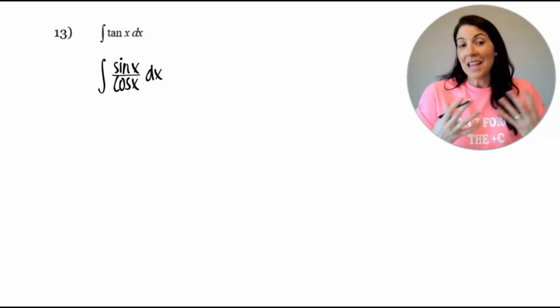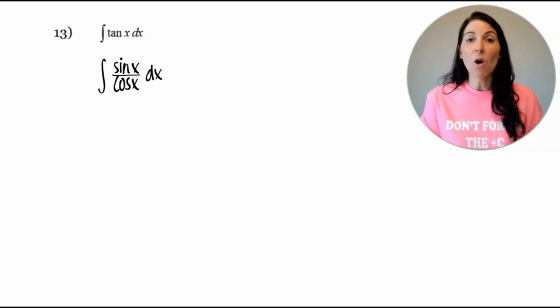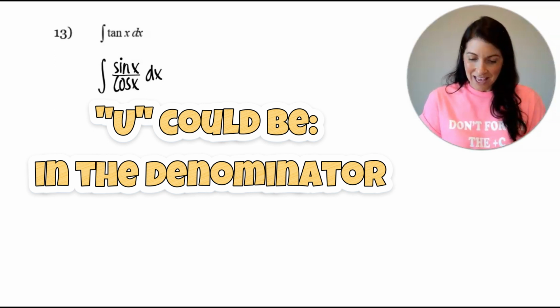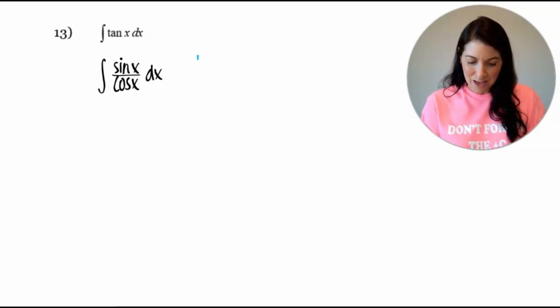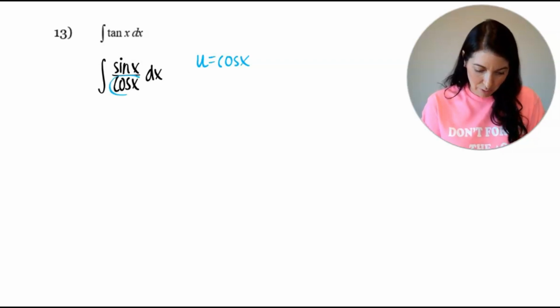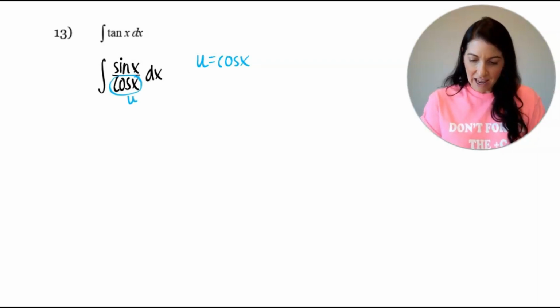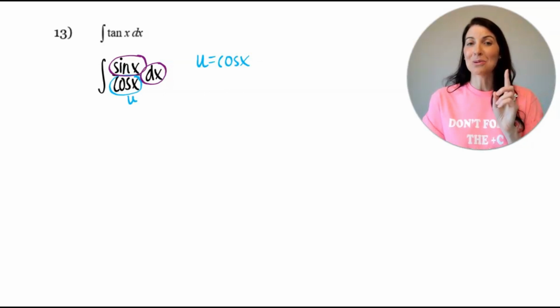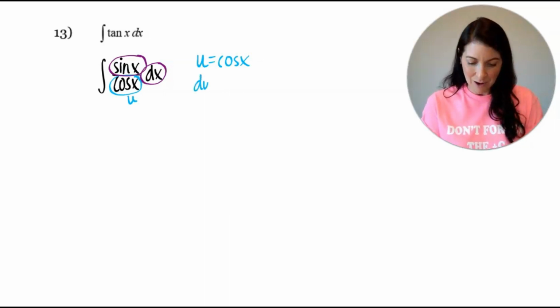And now I can use u-substitution. And one of my u-substitution strategies is to make the denominator be the u. And that's what I'm going to do in this problem. So I'm going to make cosine x be u, so then I can replace this with u. Well, now notice I have this sine of x times dx that I need to replace with something, and I can get that by taking the derivative of u with respect to x.